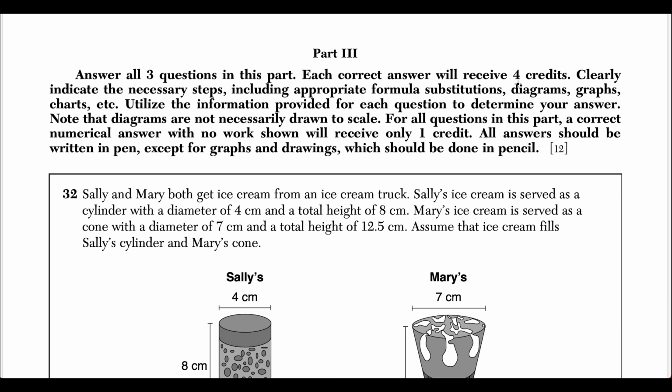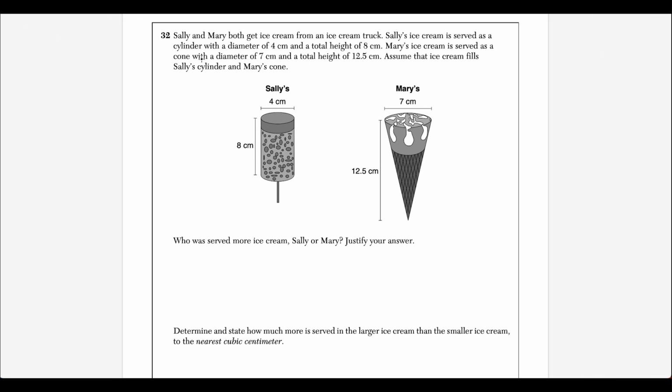Starting at question 32, we're in part 3, and the questions are now worth 4 credits. So for question 32, we have Sally and Mary getting ice cream. And Sally's ice cream is in the shape of a cylinder. Mary's ice cream is in the shape of a cone. And we could assume that the ice cream fills the shapes completely.